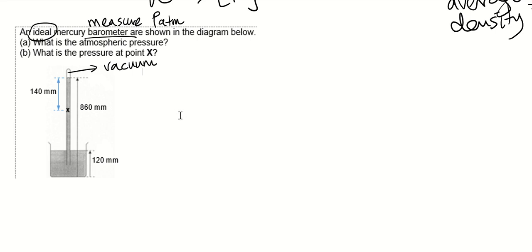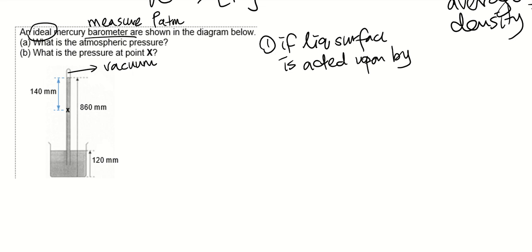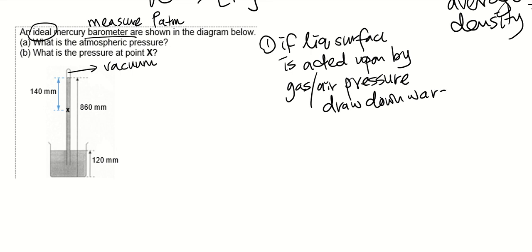So in my lesson I told you all I have two things that I need you to know. Firstly, if a liquid surface is acted upon by gas or air pressure, you draw a downward arrow. Something like this. So what is acting on this liquid surface? It is our atmospheric pressure. I think drawing one will do, if not it'll be very messy. How about here? Because this is vacuum, there is no pressure. So although there's a liquid surface up here, I don't need to draw an arrow.